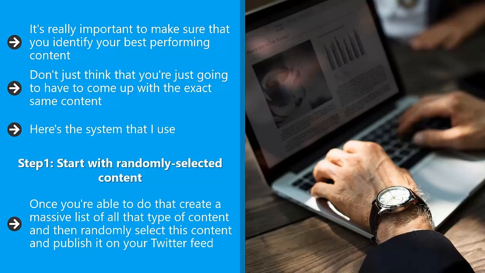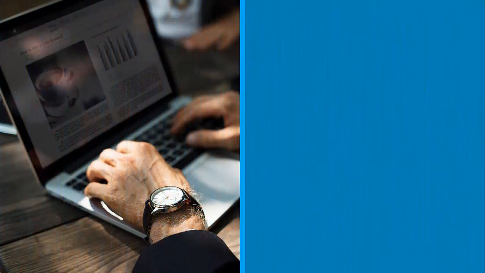Once you're able to do that, create a massive list of all that type of content and then randomly select this content and publish it on your Twitter feed. Again, you can use Hootsuite or Social Oomph or some other content scheduling software. Let this piece of content run until a few weeks pass.